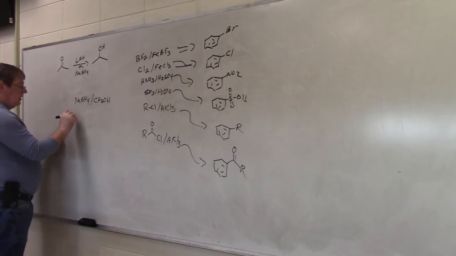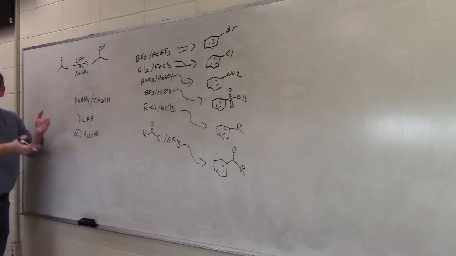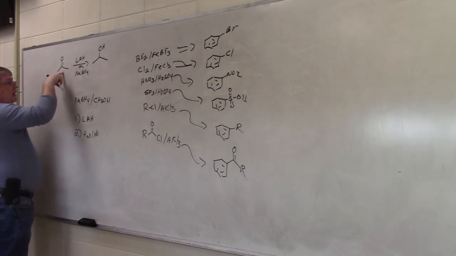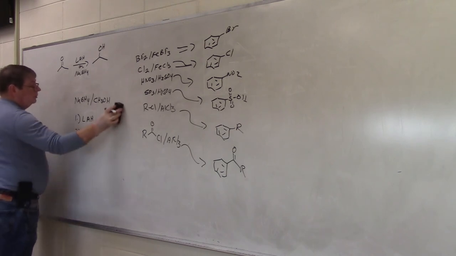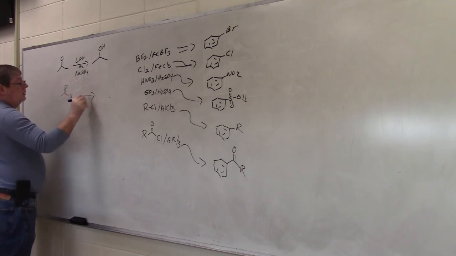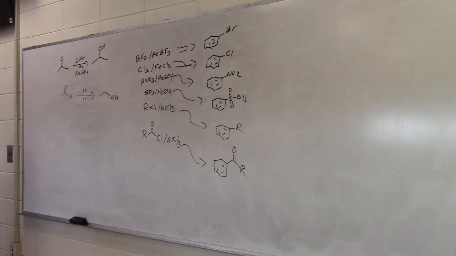Lithium aluminum hydride, usually you'll see that as a two-step process: LAH, followed by water with a little bit of acid. It's two separate steps because LAH is so reactive, you don't want it to be around when water's present. So you want to add the water after all the LAH has reacted. But that will reduce a ketone to an alcohol. We can also reduce aldehydes following the same procedure to alcohols, right? So if I reduce an aldehyde, I get a primary alcohol.